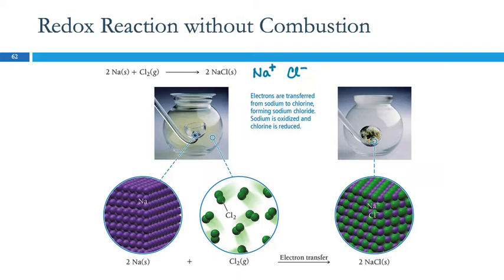How did that happen? In the process of the reaction, there was an electron transfer. Sodium gave an electron to a chlorine, and then they became sodium ion and chloride ion, and then they thought they were super attractive, and they stuck together and made sodium chloride.